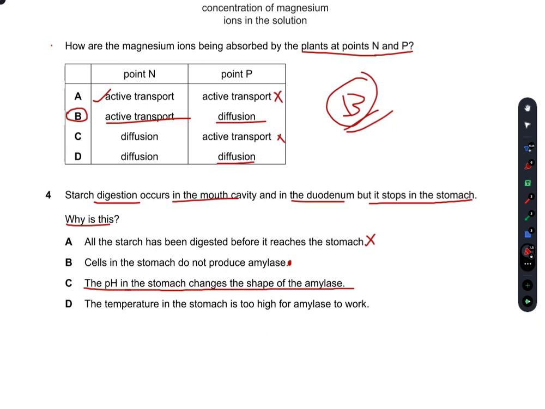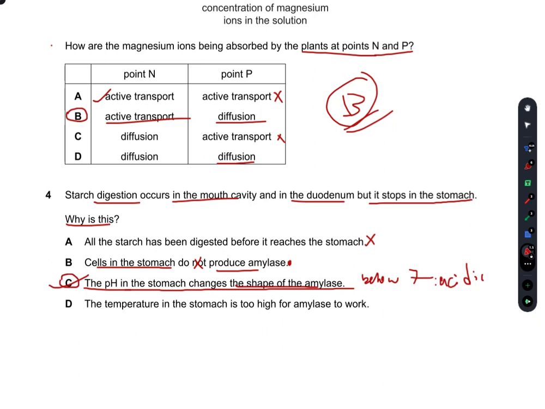Yes, I am remembering it correctly that cells in the stomach do produce amylase, but the pH in the stomach is below 7, it is acidic, and this acidic pH changes the shape of amylase, means amylase would not operate in the stomach. So C is the right option.